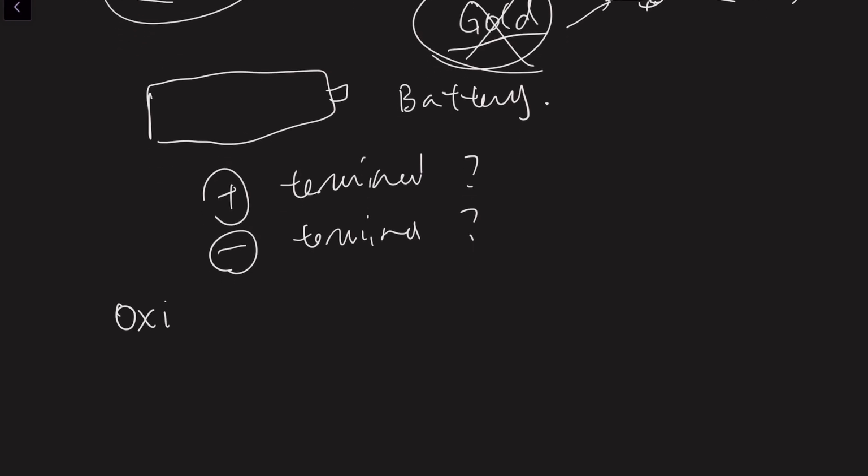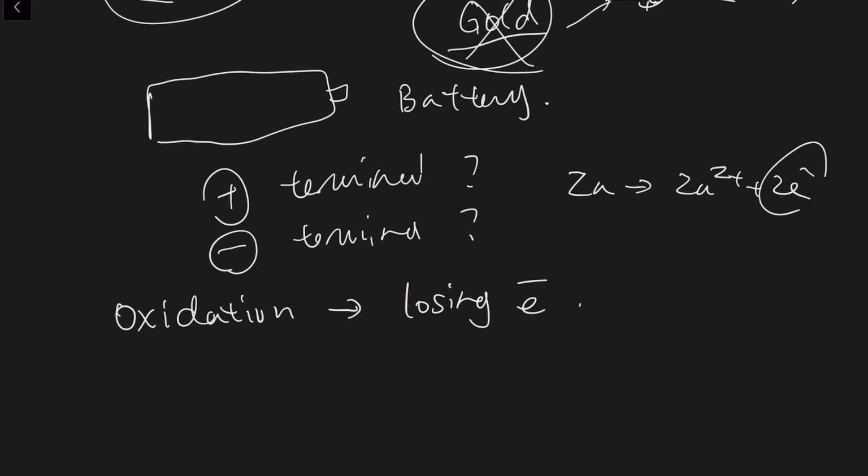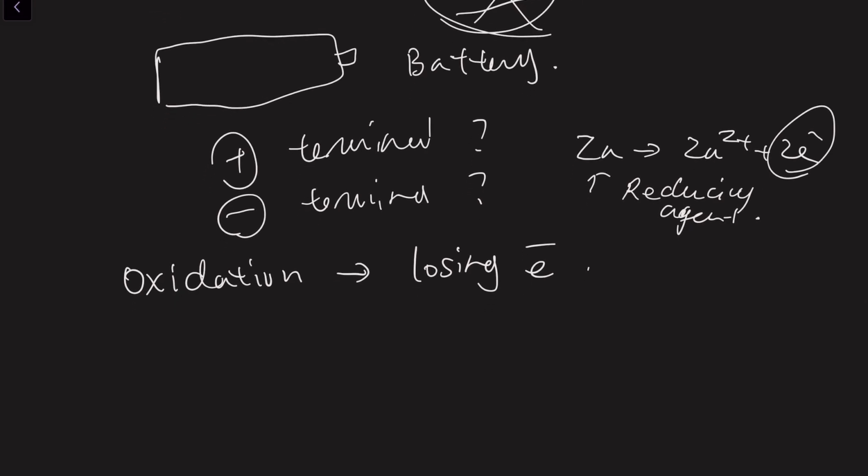So if you are doing oxidation, you are losing electrons. Remember, oxidation reaction looks like this. So you want to reject electrons. You need to somehow get rid of this electron. And that's why zinc is called the reducing agent. So it wants to give its electrons to other chemical species. In any case, it is losing electrons.